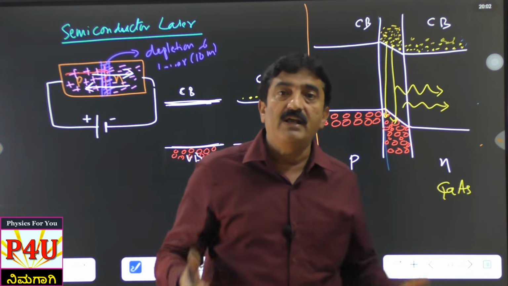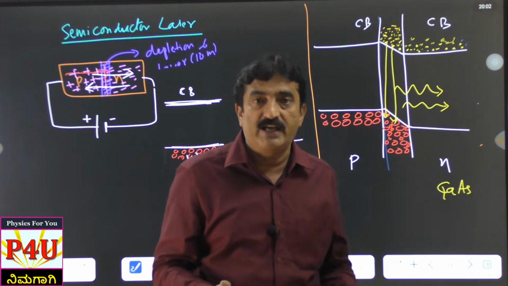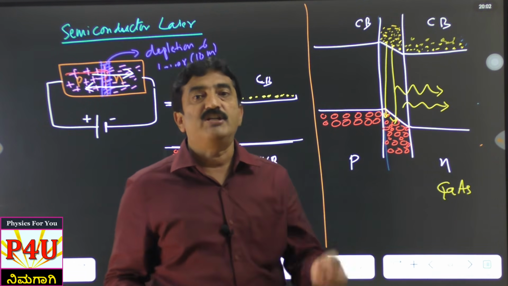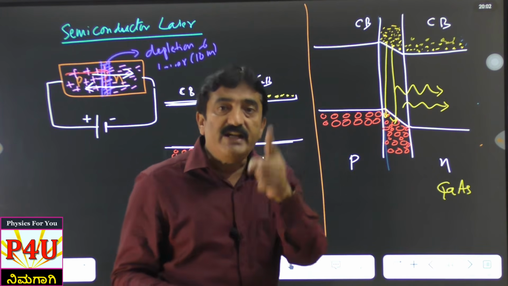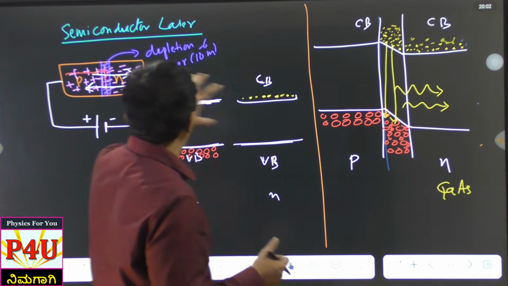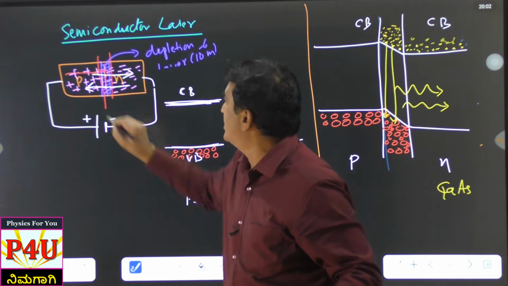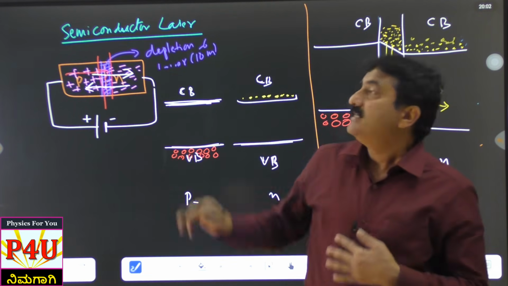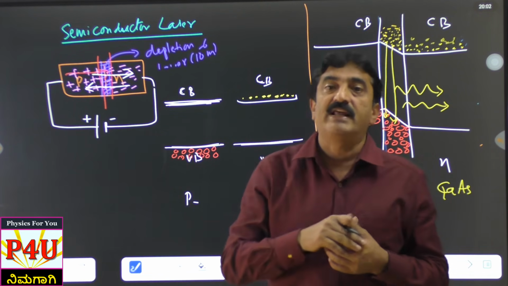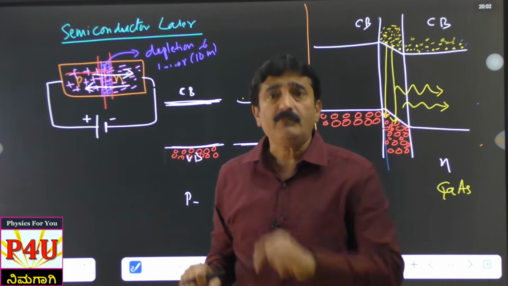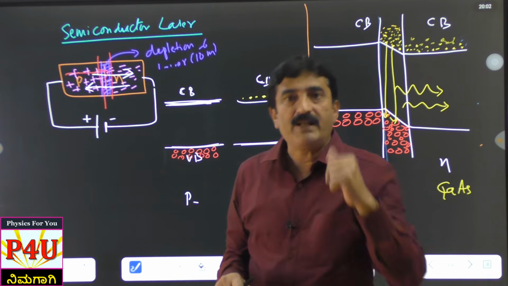That means indirectly I increased the population. Got it? Indirectly I increased the population, so population inversion is achieved. Where is it achieved? Not in this region, not here, only in this junction region. That is why the semiconductor laser is called a junction laser, because population inversion is happening in the junction. And one more thing is, there is no metastable state here.